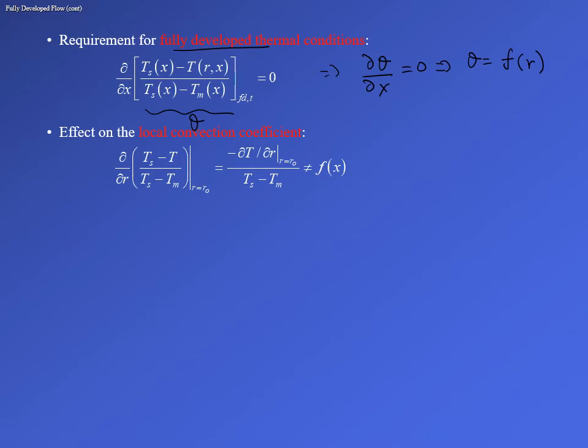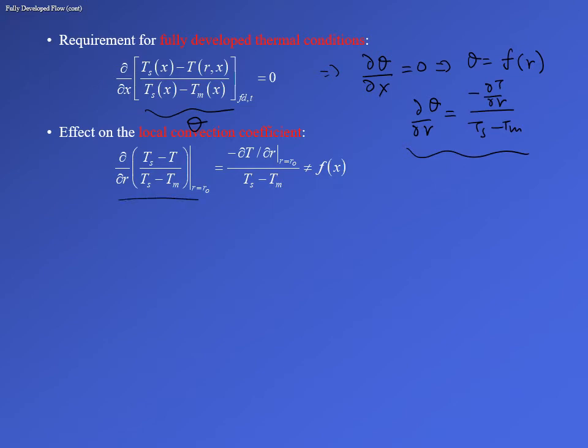And we also know that theta is (Ts minus T) upon (Ts minus Tm). So if I was to do a del by del r of theta, then if you expand this, the denominator is not a function of r at all. It is only a function of x. So what this gives you is 1 upon (Ts minus Tm), and I'm not writing the dependence on x here, but that is implicit. And then you have del by del r of Ts, which is 0, in the numerator, and then you have a minus del T by del r. So this is what del theta by del r is.